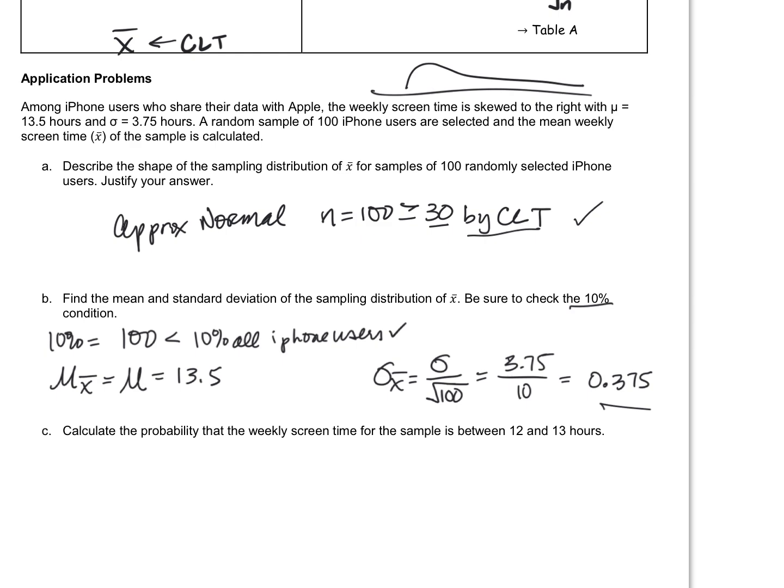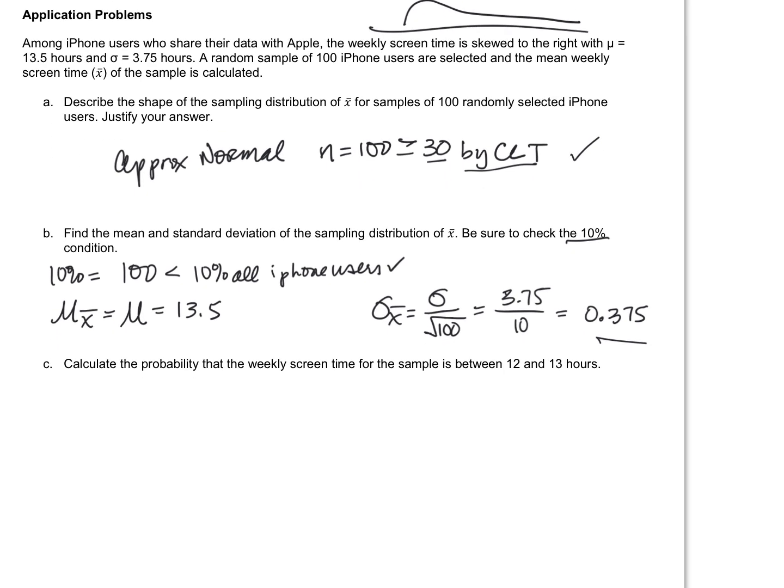All right. Calculate the probability that the weekly screen time for the sample is between, so this is for the sample, that means I use my new standard deviation, between 12 and 13 hours. So I draw myself a little picture, put the mean on there, which was 13.5. What's the probability the sample mean is between 12 and 13? So it's this little piece right there.